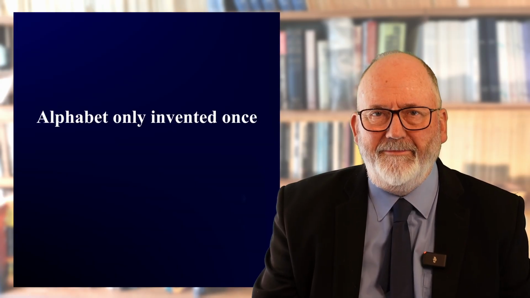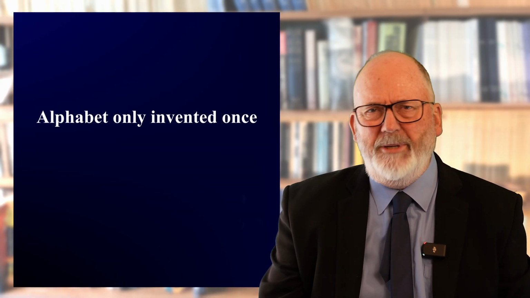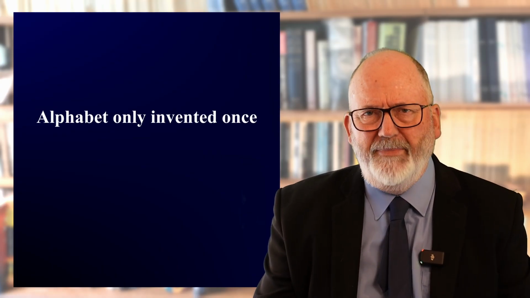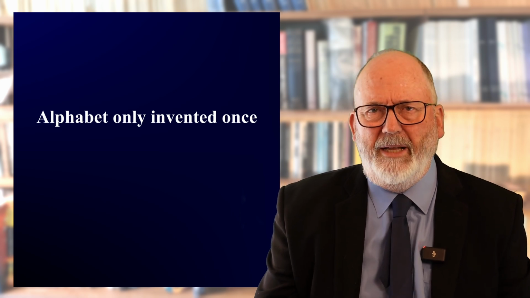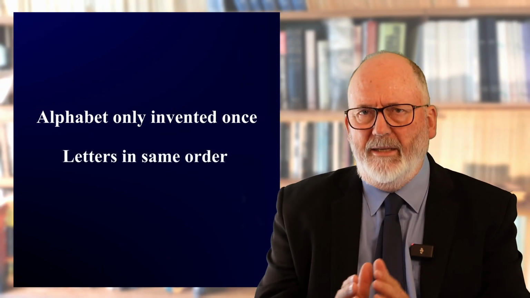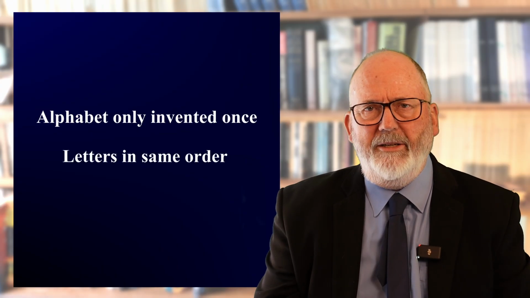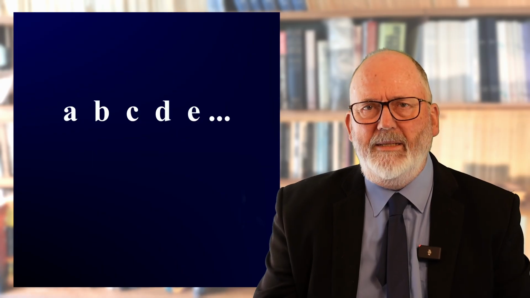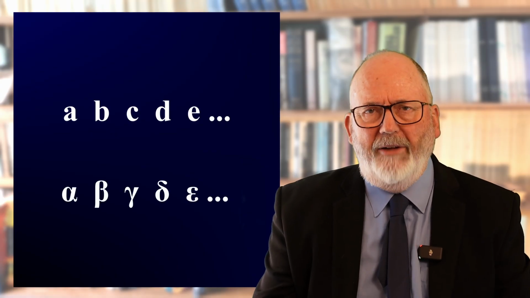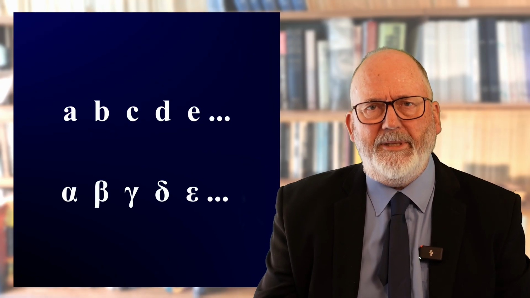There are several things going for us as we learn the Greek alphabet, mainly because the alphabet itself was invented exactly once. So this means that the principles behind the Greek alphabet and the English alphabet are the same. And in fact, there are further similarities between the two. Take, for example, the order in which the letters are found. English goes A, B, C, D, E, etc. Greek goes alpha, beta, gamma, delta, epsilon, etc.